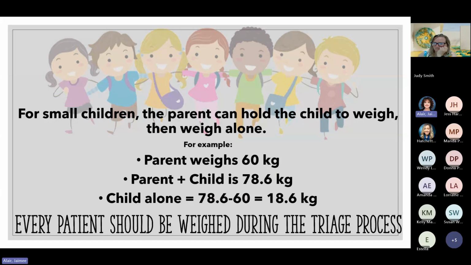For all kids, if you need to weigh the child and the child won't stand on the scale or won't sit, you can weigh the parent and weigh the child together and then subtract the kid's weight from the parents. And that will ensure that you've got a decently accurate weight of the child by themselves.